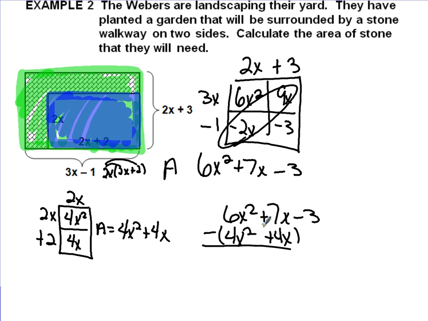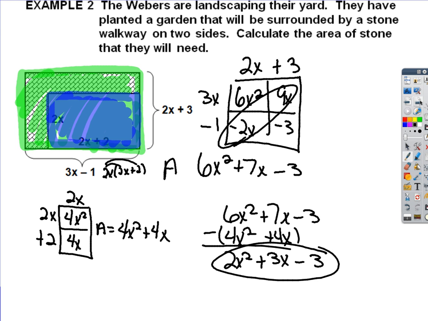Okay, whenever I do the subtraction, this gives me 2x squared. 7 minus a positive 4 gives me a positive 3x minus 3. Okay, that's the answer for number 2. That is the area of just this outside shaded region. Okay, let's look at example 3.